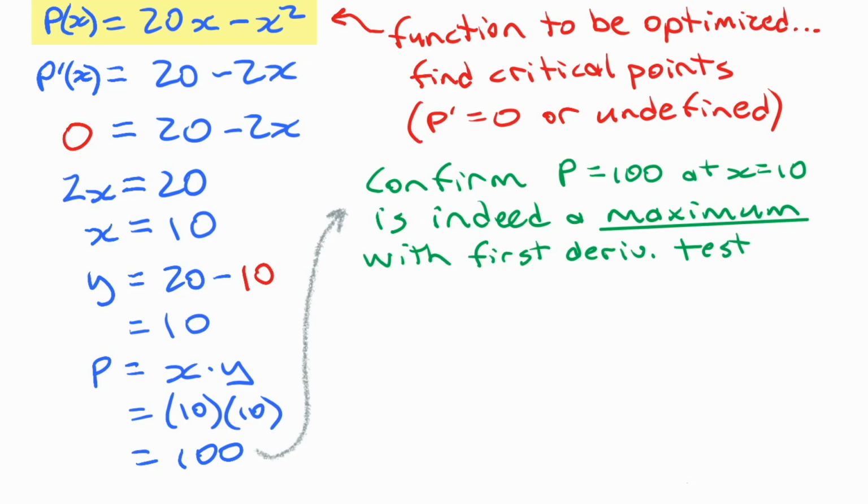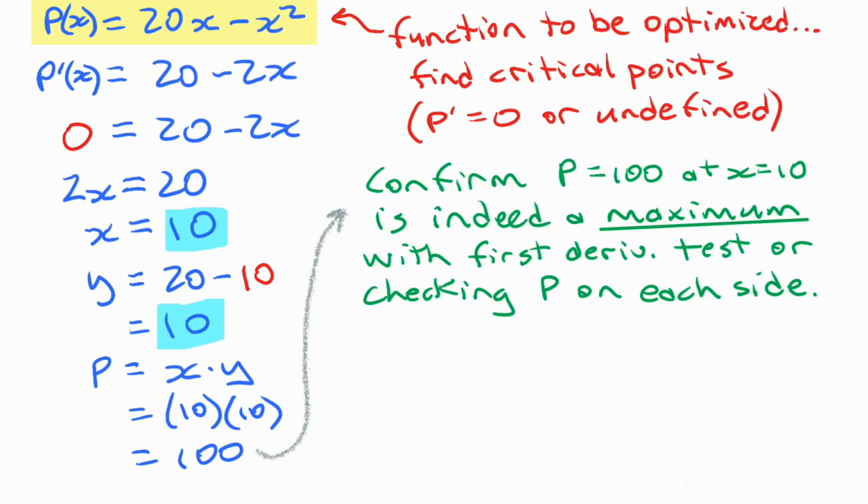Or the other way is you could just check the values on either side. So you could think if the numbers here are 10 and 10, that gives me 100. And if you made the numbers instead 9 and 11, if you made x go down 1, 9 and 11 multiplied to 99, which is less than this. So that's going to tell you it's lower on the left.